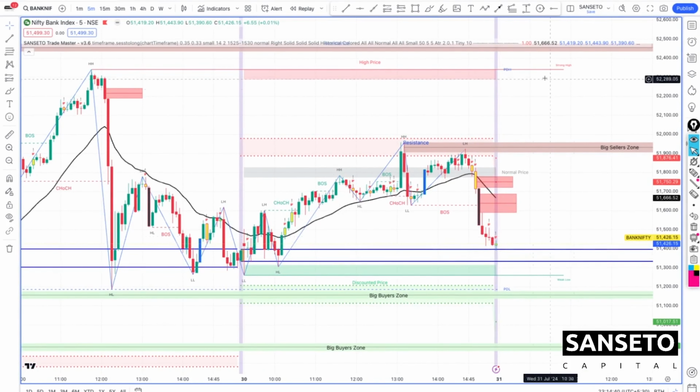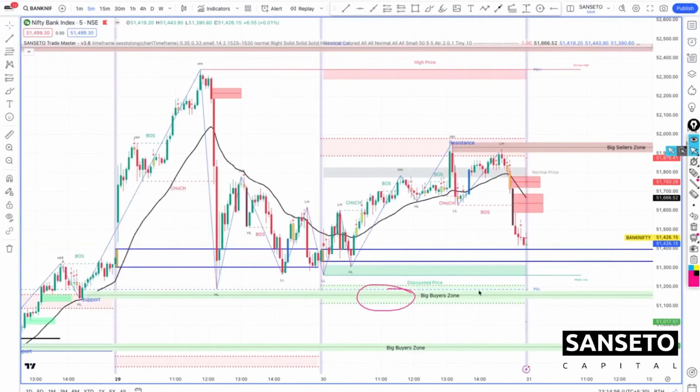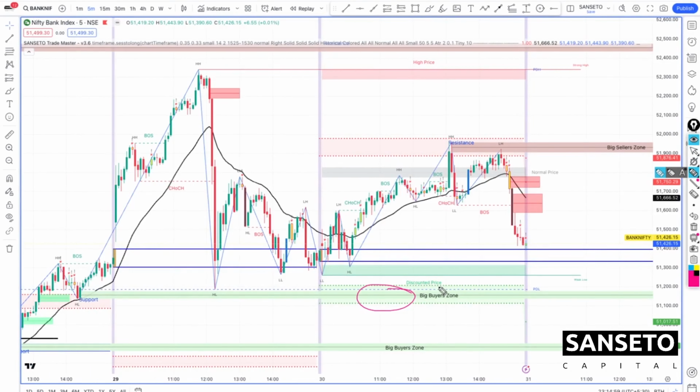Let's quickly go through whatever we saw in the key terms. Number 1, the big buyer zone. The big buyer zone is also called a support zone. So this big buyer zone here, then the support zone. These are two major supports. We'll go through all the supports first, then we'll see the resistance. So the big buyer zone and support zone are the first supports.